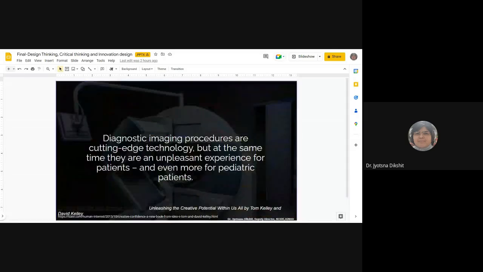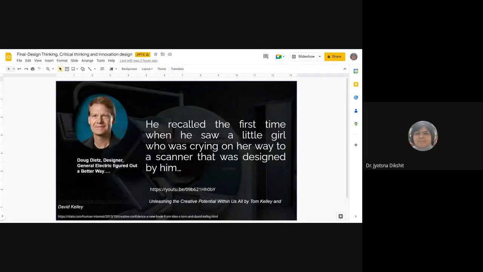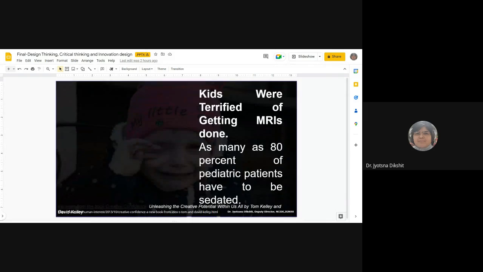So basically, as there is less time, what I would like to mention here in short is that kids were terrified of getting MRIs done. So GE came out with a brilliant solution, and these kids, like 80% of the kids, were sedated because otherwise the MRI could not take place. It takes around 40 to 45 minutes.